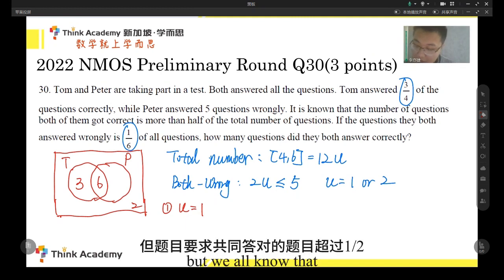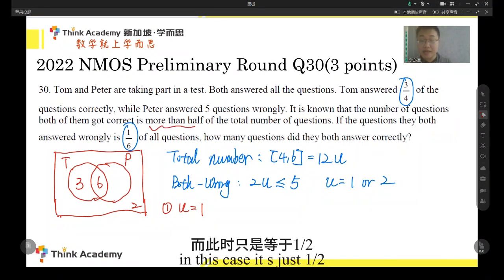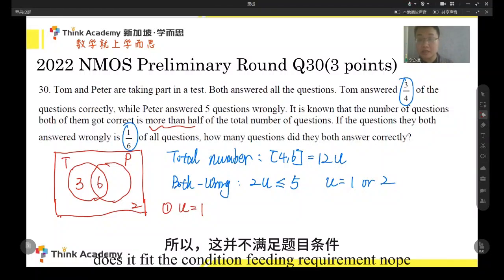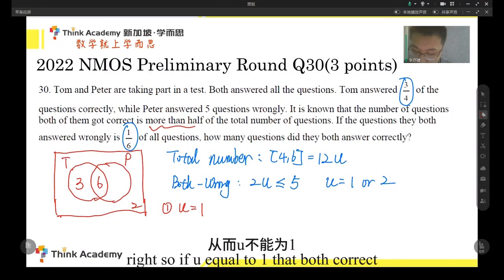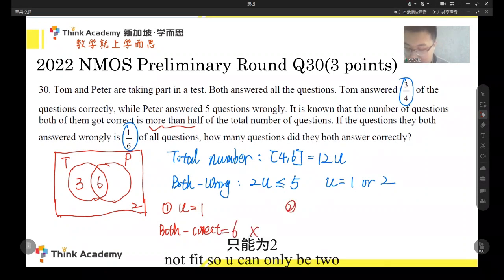But we all know that the questions both got correct is more than half. In this case, it's just half. So does it fit the requirement? Nope, right? So if u equals 1, the both-correct count is 6 and does not fit. So u can only be 2.